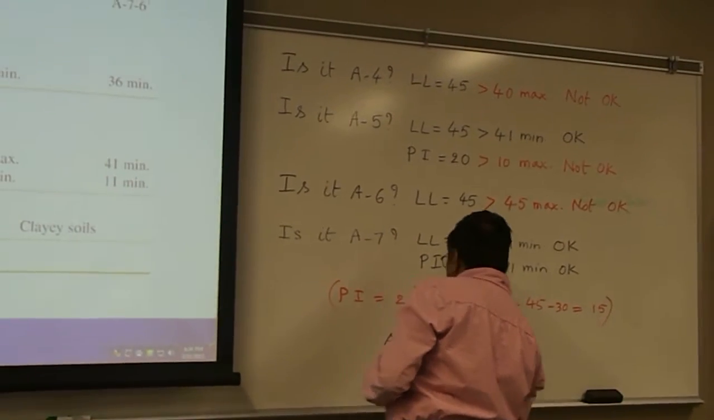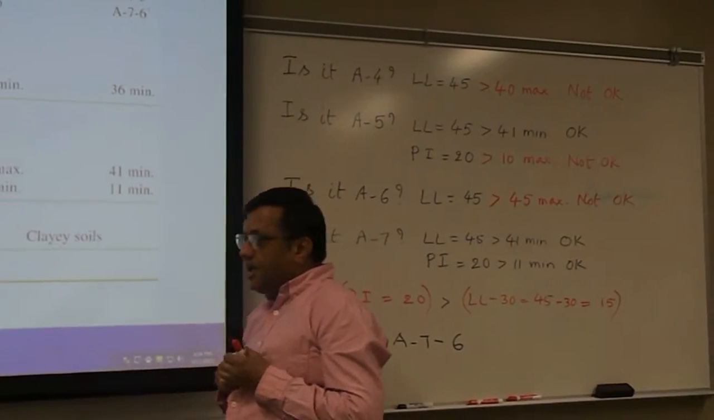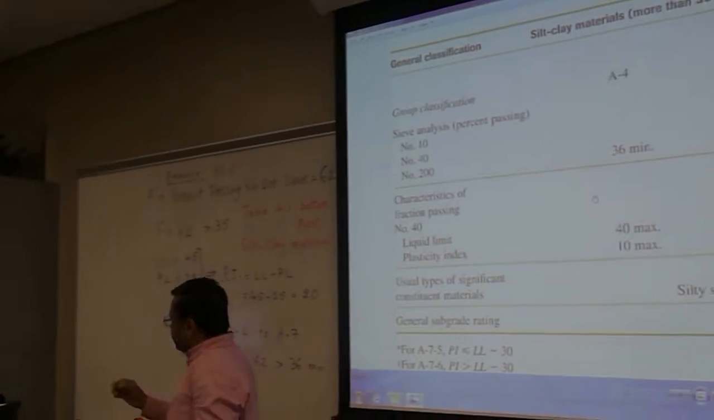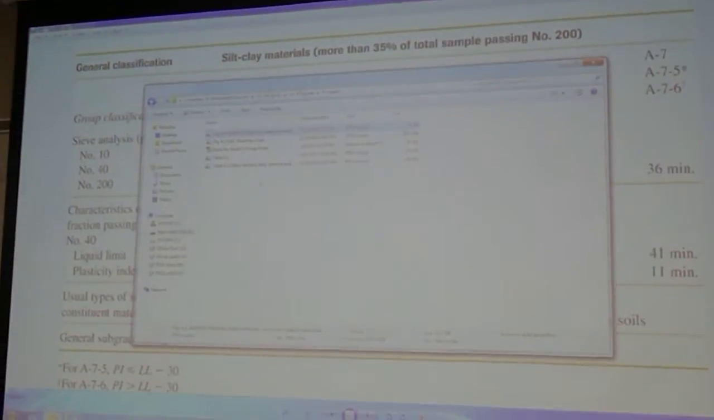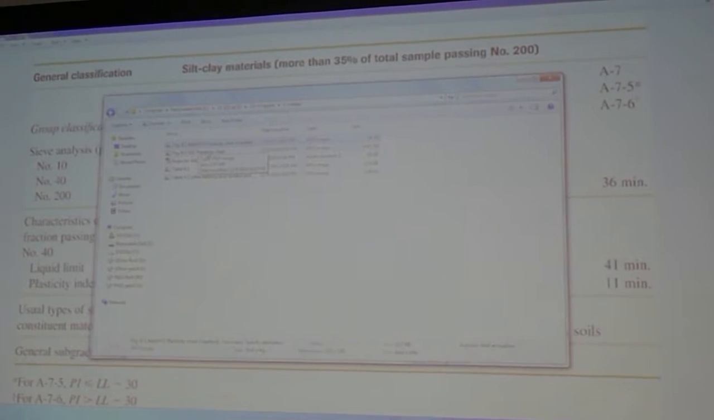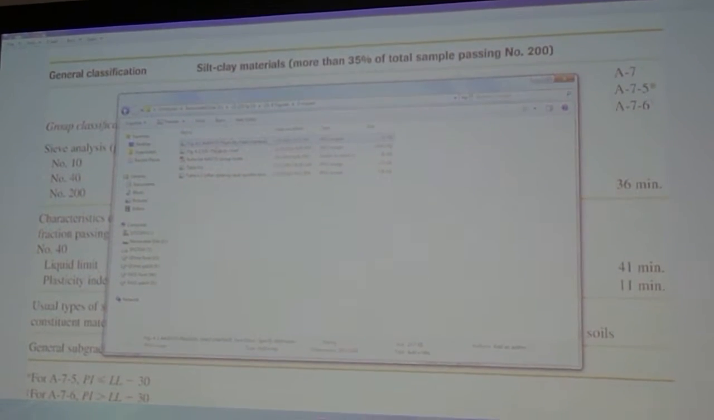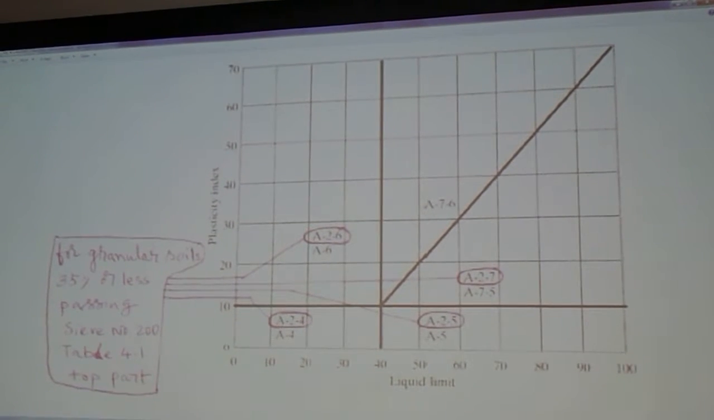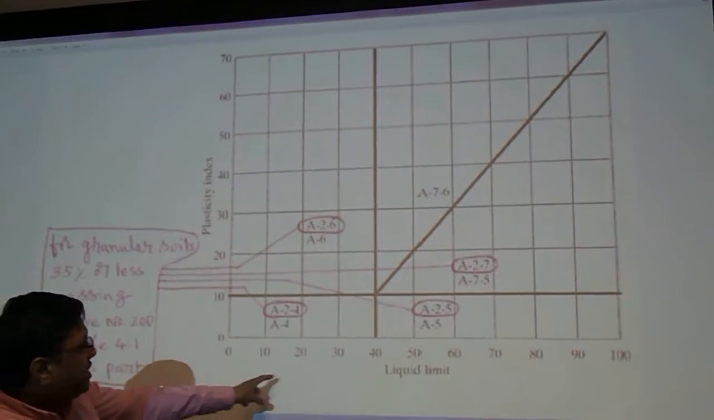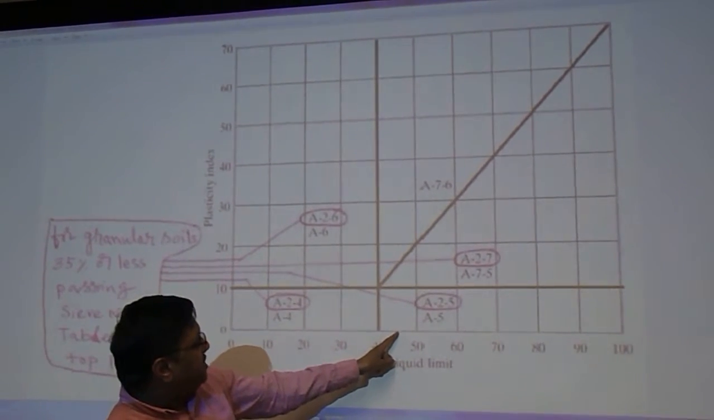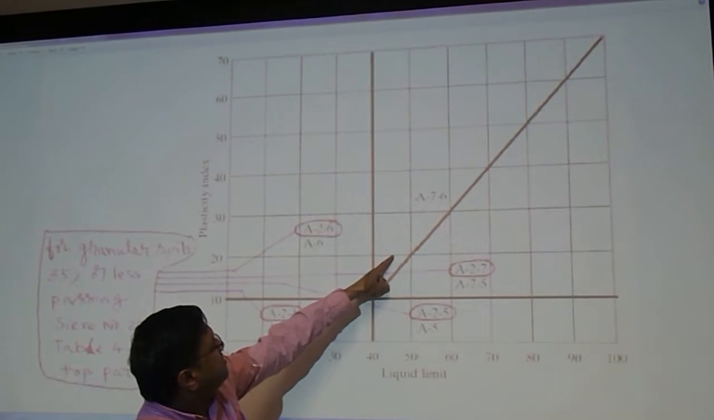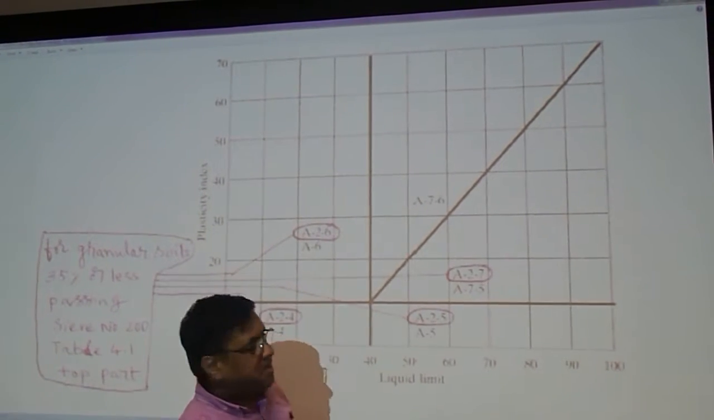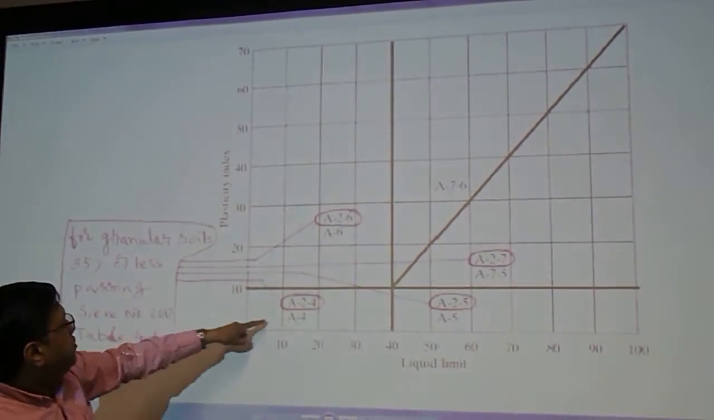which can be verified by looking at the figure 4.1, which checks the results, whatever we did so far. That's why I gave you this figure 4.1 plasticity chart for AASHTO after writing these labels. So the liquid limit 45 is somewhere here. The plasticity index 20 is this line. So it plots here. So that is A7-6. I hope you understand what these labels mean.